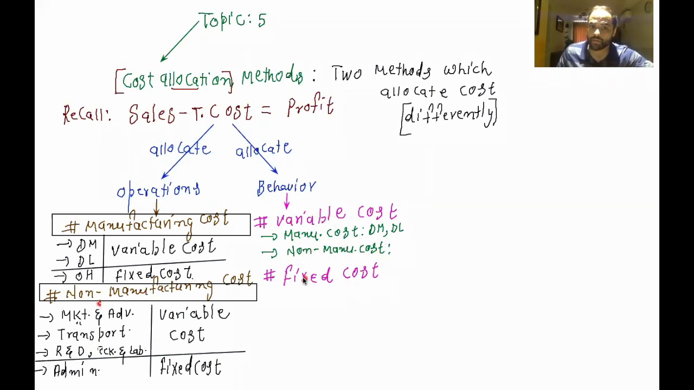Same as variable, fixed cost is also divided into two parts, fixed manufacturing cost and fixed non-manufacturing cost, right?